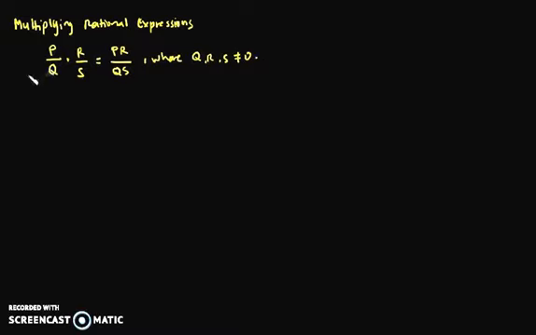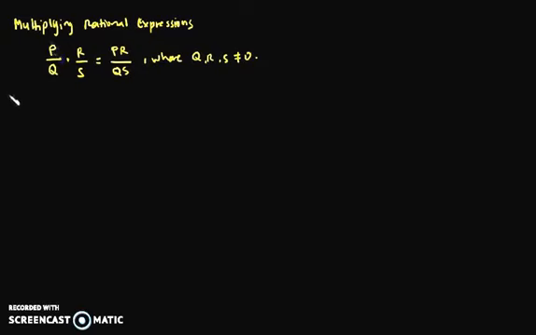Now, there are some steps in multiplying rational expressions. Number one, we write each numerator and denominator in factor form. Then we divide out any numerator factor with any matching denominator factor, and then we multiply the numerators and also the denominators, and then simplify if possible.